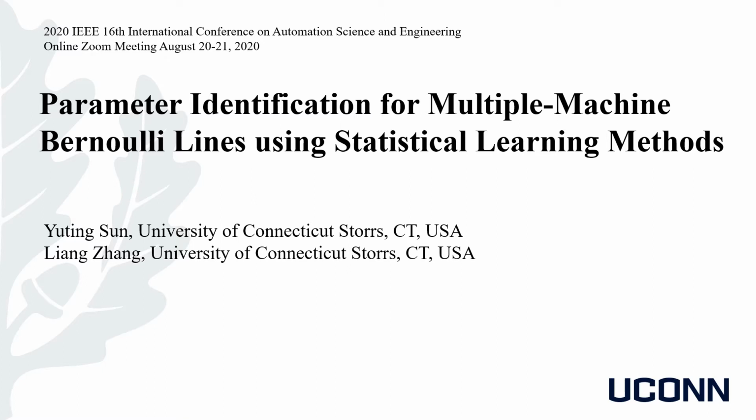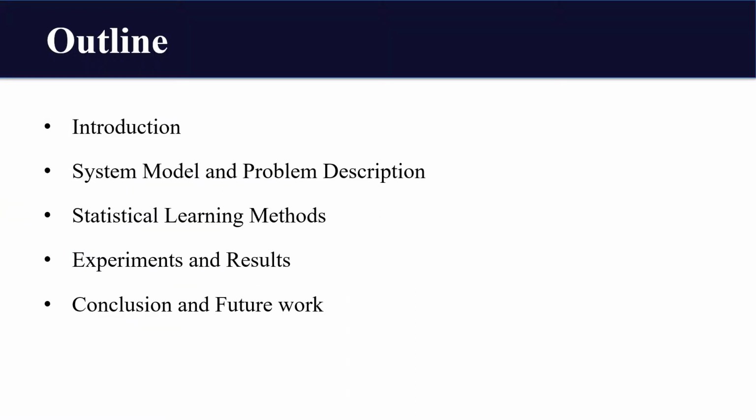Today I'm going to talk about my paper, Parameter Identification for Multiple Machine Bernoulli Line using Statistical Learning Methods. Here is the outline. First, I will give a brief introduction. Second, describe our system model and problem. And then I will introduce the statistical learning methods we used. Next, I will show the experiment results. Finally, it is a conclusion and future work.